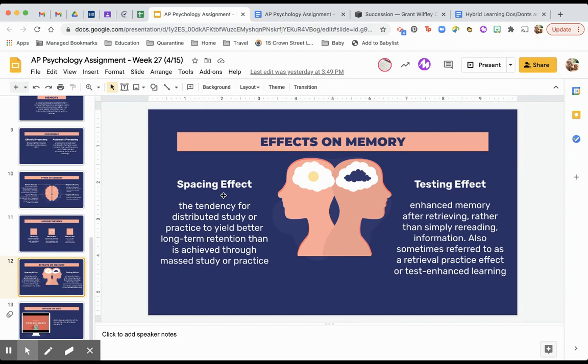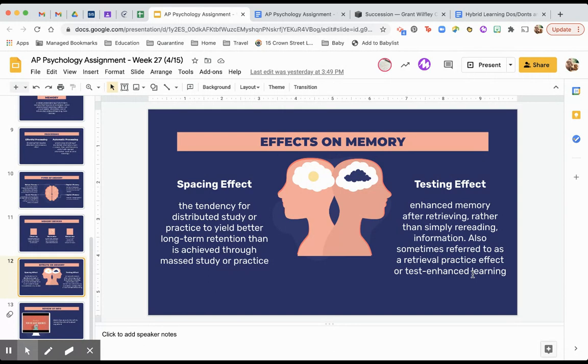Basically says, don't cram everything into one, do it over time. I think you've heard that from all of your teachers, but it's true. Don't study everything the night before the test because it's not going to get into your long-term memory. It's just going to be that short-term, and sometimes that short-term isn't going to work for you.